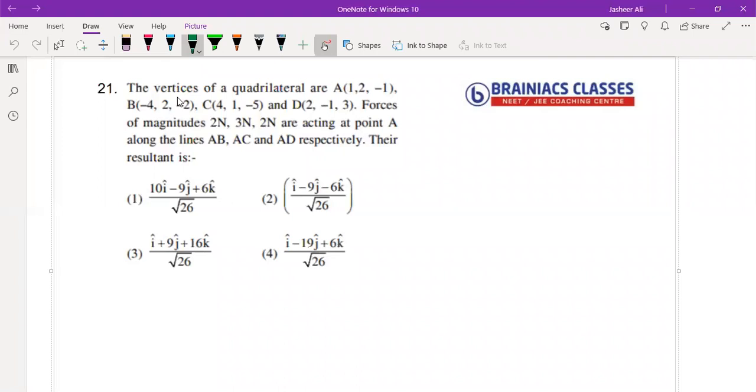So the vertices of a quadrilateral. Quadrilateral means how many sides will be here? Four sides. A, B, C and D. Four points are given. Okay, four locations are given. Forces of magnitude 2 Newton, 3 Newton, 2 Newtons are acting at a point along the lines AB, AC, AD respectively. Their resultant is. So first we have to represent this quadrilateral.